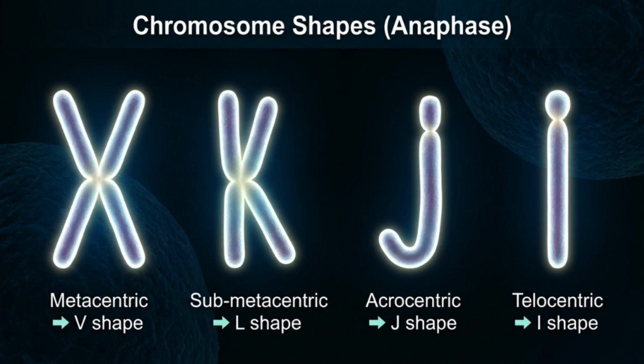Before the PYQs, let's hack chromosomes based on centromere position. Metacentric is exactly in the middle, forming a V shape during anaphase. Submetacentric is slightly away from the middle, forming an L shape. Acrocentric is close to its end, forming a J shape. And telocentric has a terminal centromere, forming an I shape.